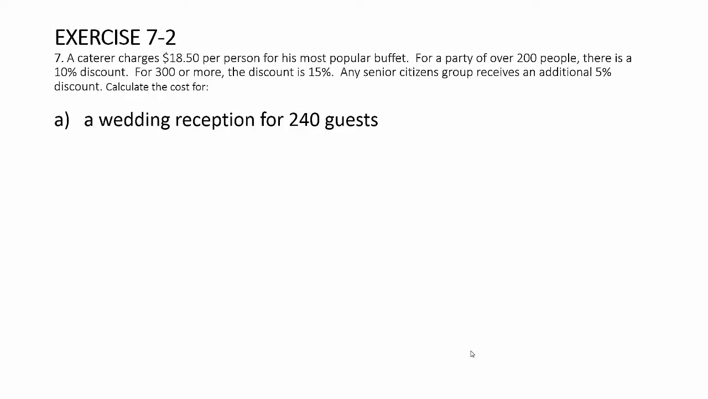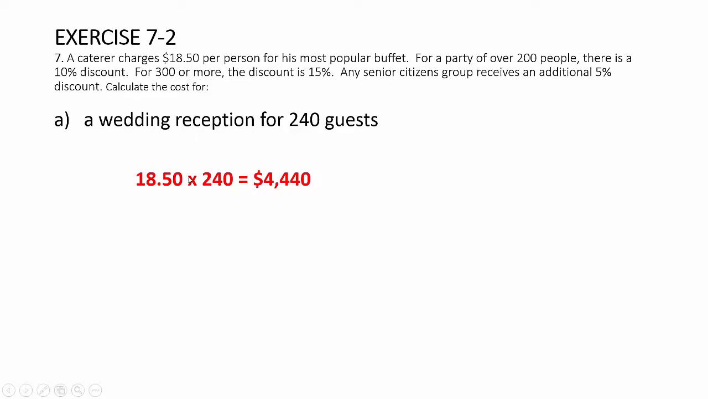Question 7. A caterer charges $18.50 per person for their most popular buffet. If you have over 200 guests, there's a 10% discount. If you have more than 300 guests, there's a 15% discount. And if it's a seniors group, there's an additional 5%. So let's figure out what it's going to cost us for a wedding reception with 240 guests.